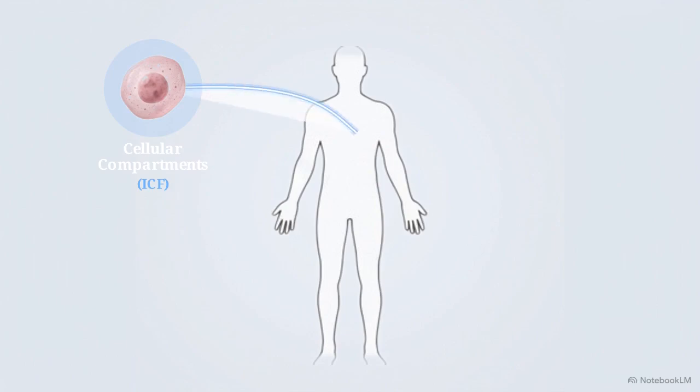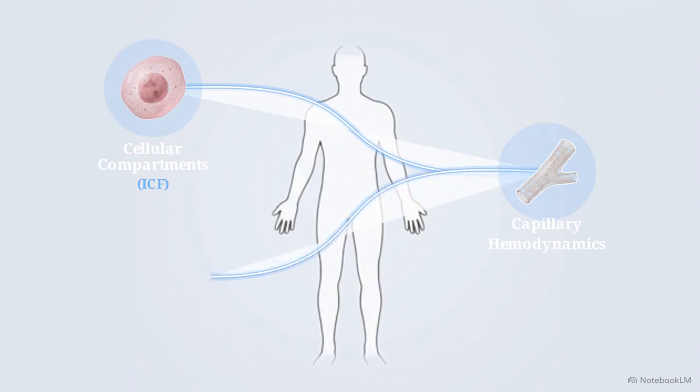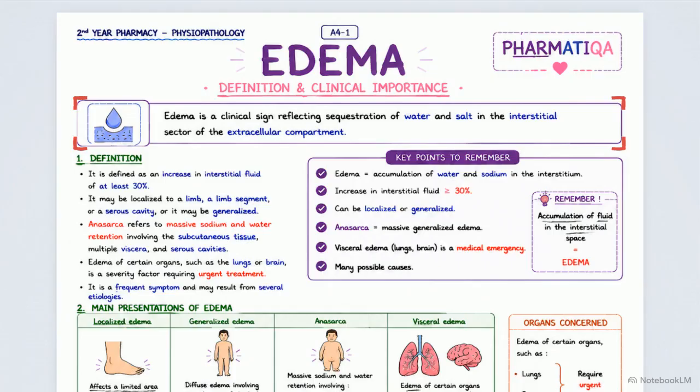We will deconstruct this condition starting from basic cellular fluid compartments, moving down to the hemodynamics of individual capillaries, and finally outlining the clinical strategies used to correct the imbalance. This definition box establishes our exact clinical parameters. Edema is a sign reflecting the sequestration of water and salt, specifically in the interstitial sector of the extracellular compartment.